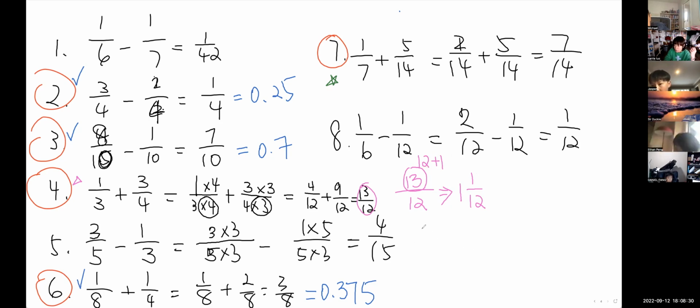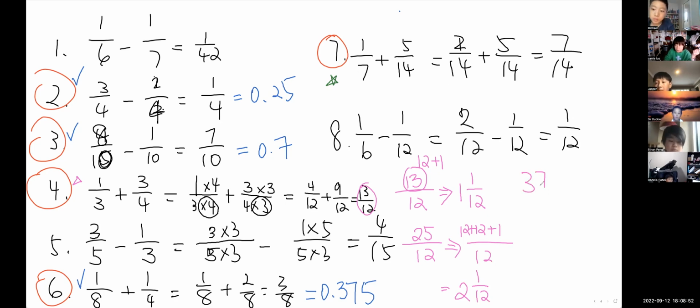Okay, so now I'm going to give you a quick reminder. If I give you 25/12, what does it equal? Because inside 25 there is 12, another 12, and 1/12. So that's why it's 2 and 1/12. Understand, everybody? So if I give you 37/12, what does it equal? 3 times 12 plus 1/12. So that equals 3 and 1/12.